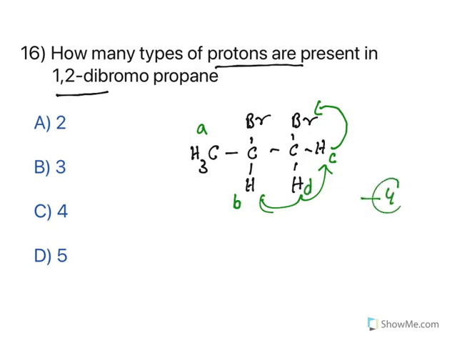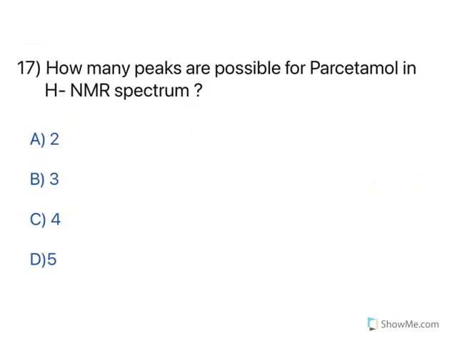So how many signals do you get? Totally 4 signals you get. Understand, if a carbon has got 2 protons, they need not be the same. You need to look at the surrounding environment. So 4 signals you will get. Moving to the next one.